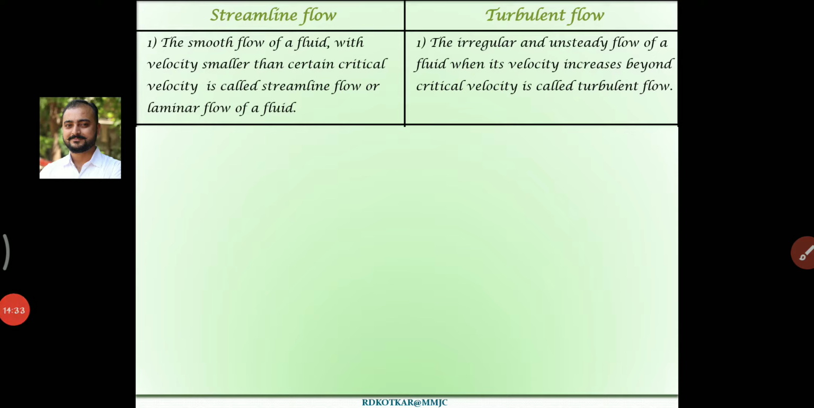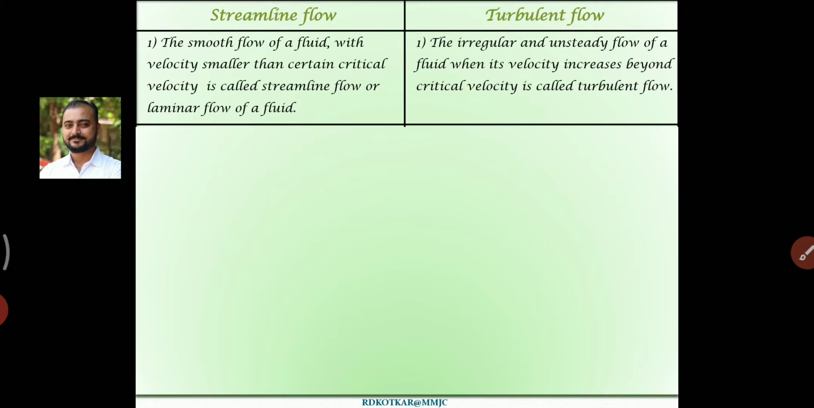So what is that? Irregular or unsteady flow, in which the particles are moving with different velocities. So what happens? The velocity increases beyond the critical velocity. Then you call that flow a turbulent flow.